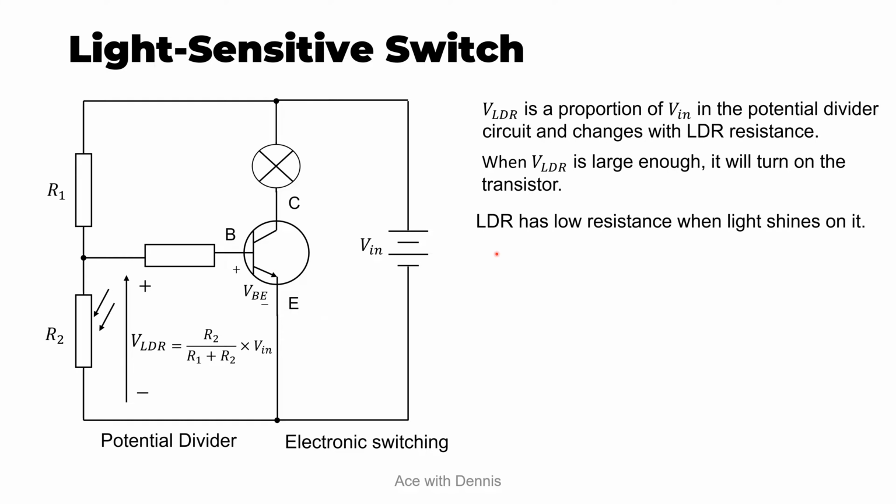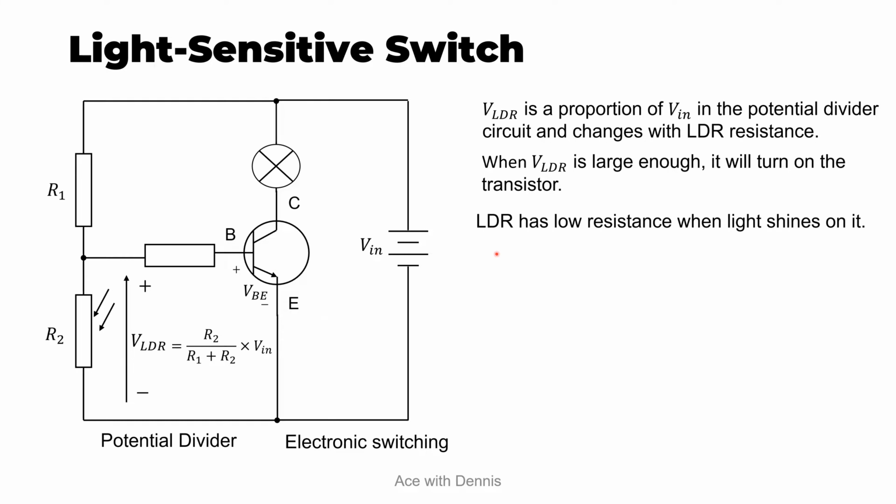Now, LDR has low resistance when light shines on it. So when the resistance in LDR is low, R2 will be low, and hence VLDR is small and not enough to switch on the transistor. For this case, VLDR is less than VBE, hence the current cannot flow into the transistor, and the transistor is not turned on. So the light bulb does not light up.